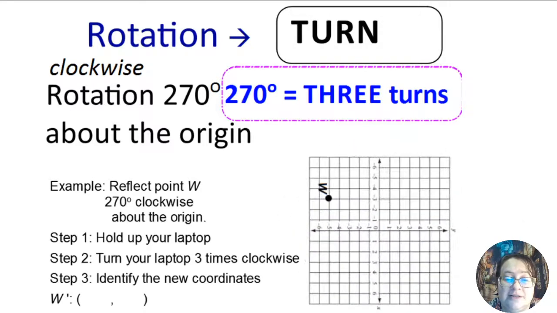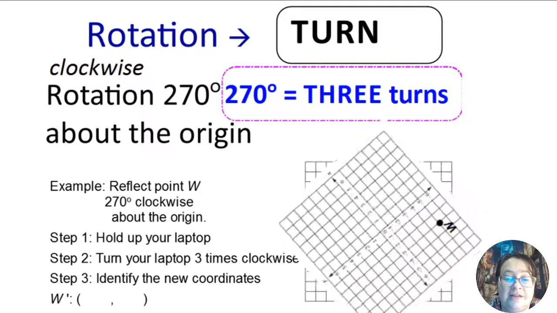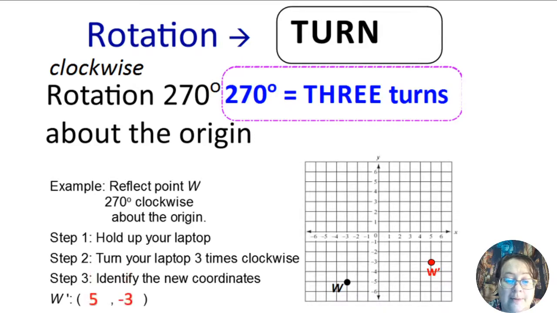So once, twice, 3 turns. And my new point, counting from the origin, 1, 2, 3, 4, 5, down 1, 2, 3. That's 5, -3. That's my new point, W prime.